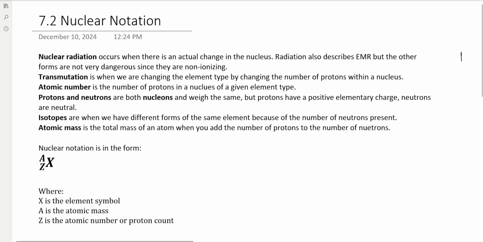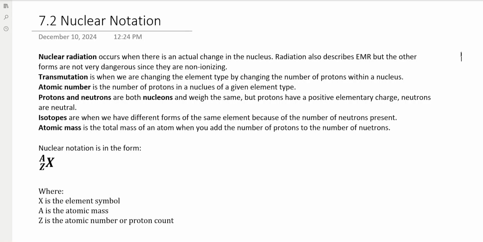Transmutation is when we change the element type by changing the number of protons in a nucleus. The atomic number is the number of protons in the nucleus of a given element type. Protons and neutrons are both nucleons and they weigh the same, but protons have a positive elementary charge while neutrons are neutral.